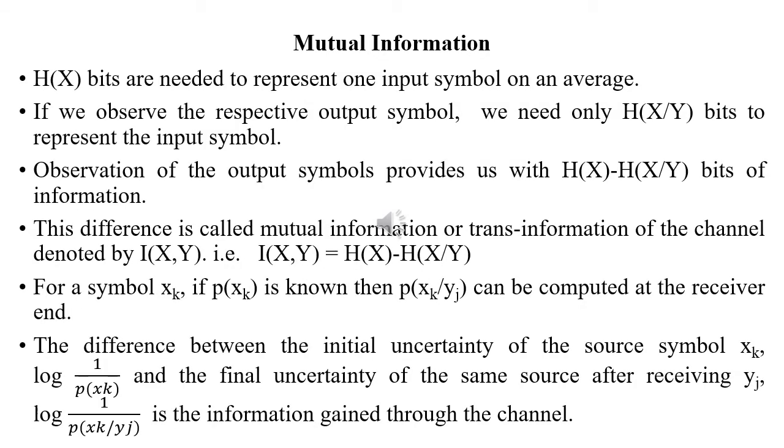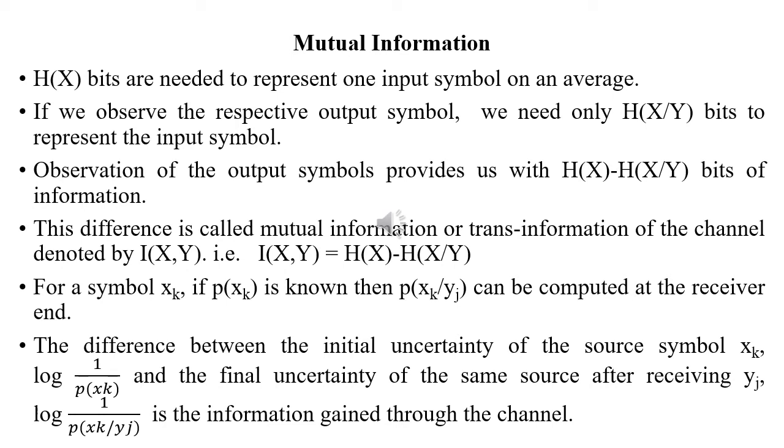Next topic is mutual information. H(X) bits are needed to represent one input symbol on an average. If you observe the respective output symbol, we need only H(X|Y) bits to represent the input symbol. Observation of the output symbols provides us with H(X) minus H(X|Y) bits of information. This difference is called the mutual information I(X;Y), which is given as H(X) minus H(X|Y).